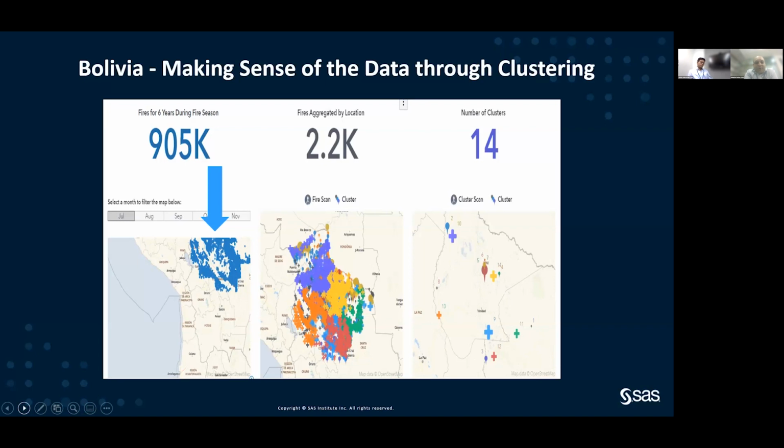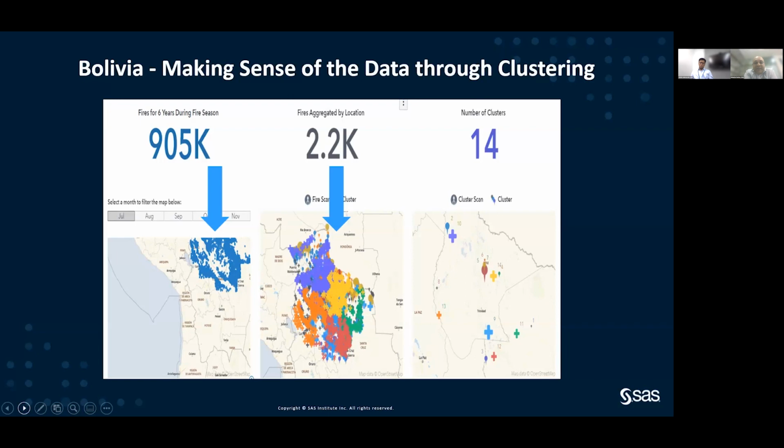There were about 905,000 data points here. So we ran the cluster analysis in 2 steps. The first step was to use the clustering based on all of the 6 years of data. And then we reduced that to around 2,200 clusters, which you're going to see here.